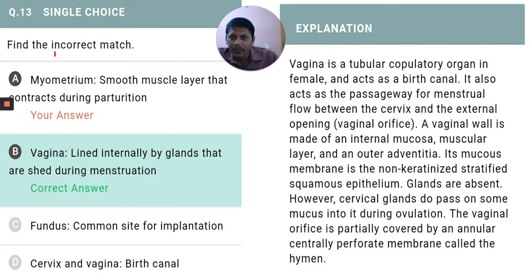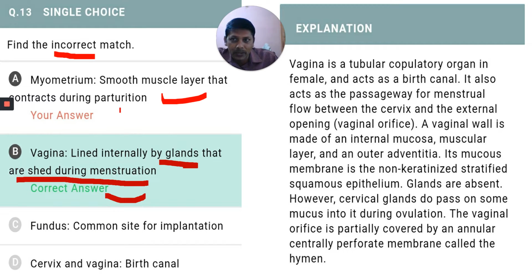Myometrium, incorrect match. They ask myometrium, smooth muscle layer that contracts during parturition, delivery. Okay, next one. What is the incorrect one? This is the correct one. Next one: vagina lined internally by glands that are shed during menstruation. Incorrect. That means here glands are absent. I will show you that one.